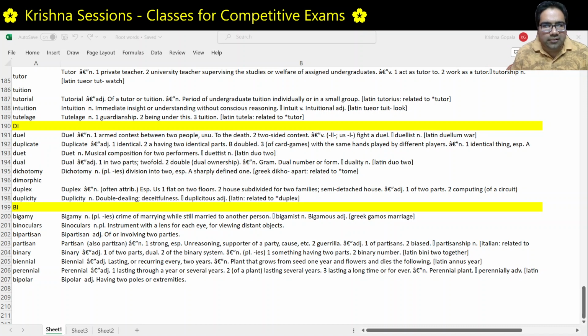Next, duplicity. Duplicity is actually double dealing. It is a kind of dishonest behavior intended to make someone believe something which is not true. They behave in a dishonest manner so that people believe that something that is not true is actually right. That is duplicity, twofold behavior. Duo is two. Two types of behavior, duplicity, double meaning, etc.